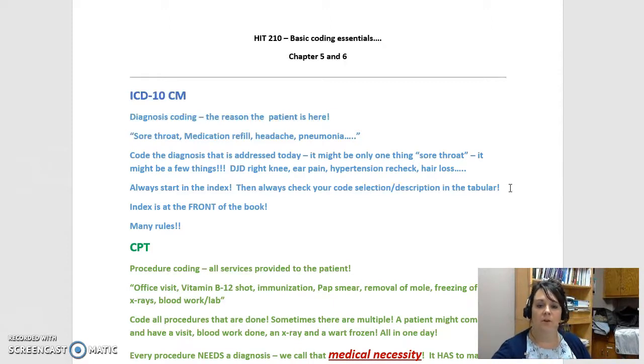Again, the index is at the front of the book. There are many, many rules. We didn't even hardly touch most of them. Most of them are ones you're not going to need to know in depth in your job description as a medical assistant, but you just need to know that there are many, many rules out there.